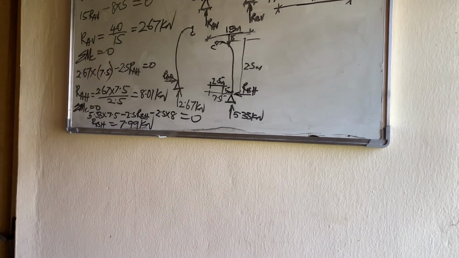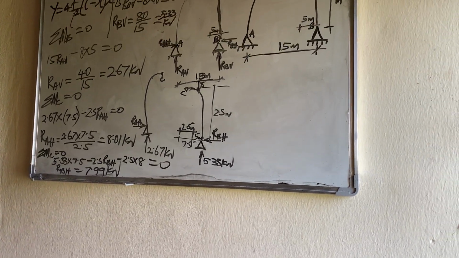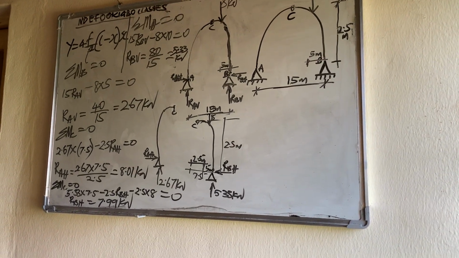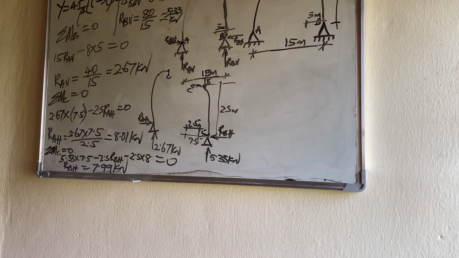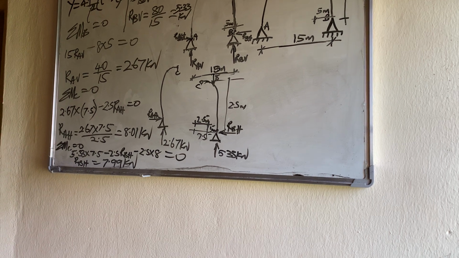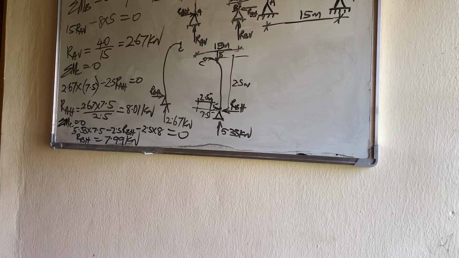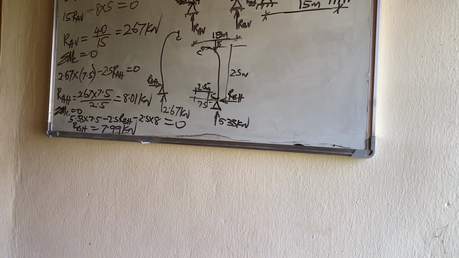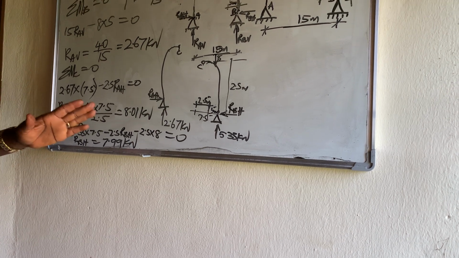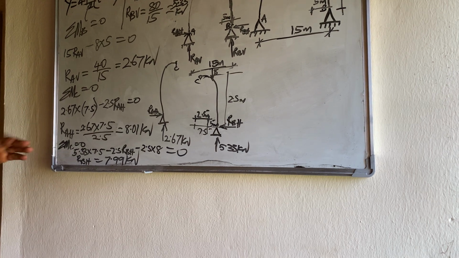In the reaction A vertical, reaction B horizontal, reaction B vertical, reaction A horizontal, the whole reaction has been gotten. Now the next is we can calculate bending moment anywhere we want to calculate on the arc. So we can start from A or start from B, either at support A or support B.